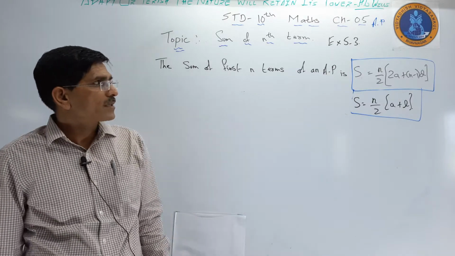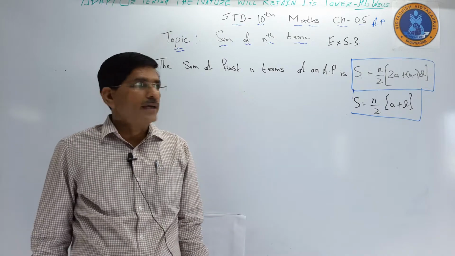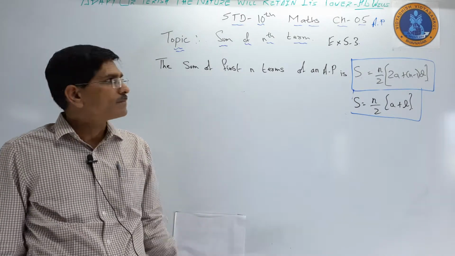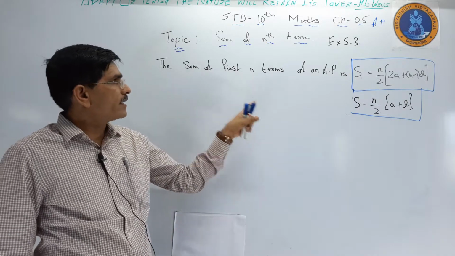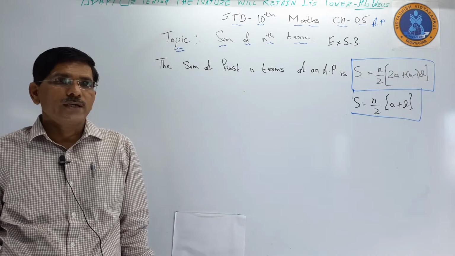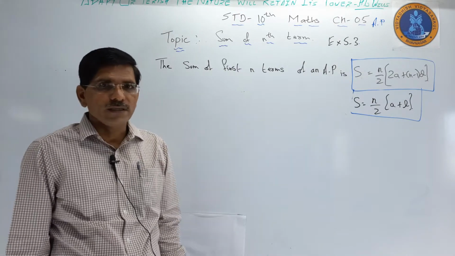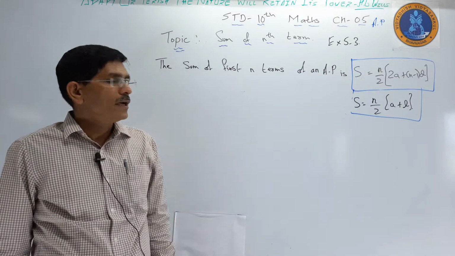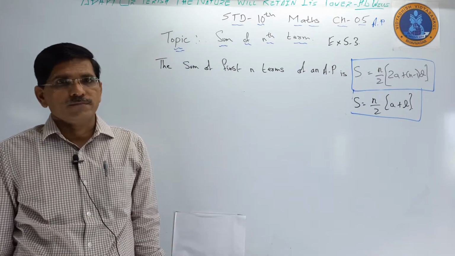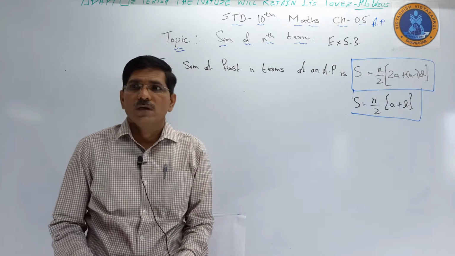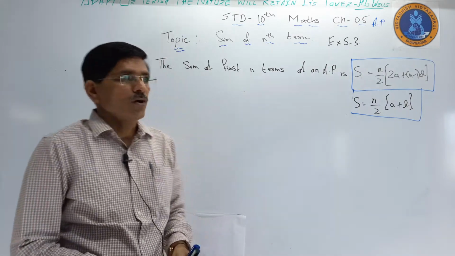So sum of first n terms means S is equal to n by 2 in bracket 2a plus n minus 1 d. Sum of first n terms of AP is S is equal to n by 2 in bracket 2a plus n minus 1 d. And another formula is S is equal to n by 2 a plus l. Before we start we have to understand what is the meaning of it.